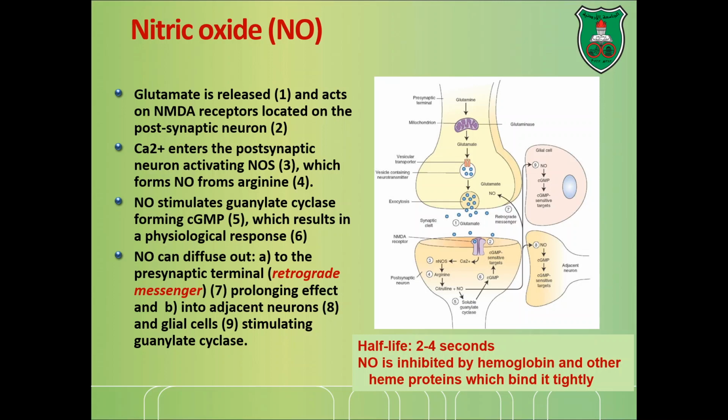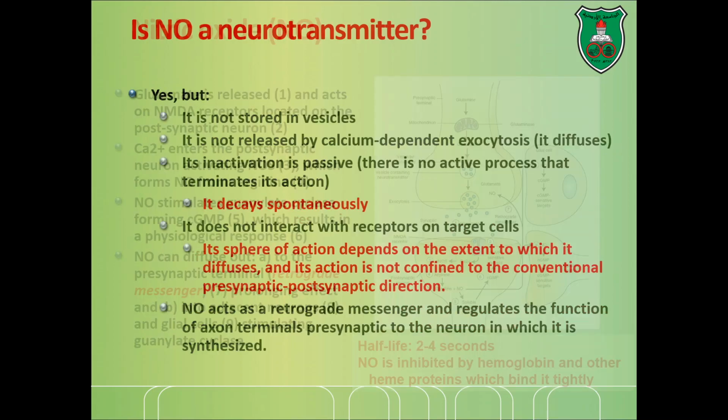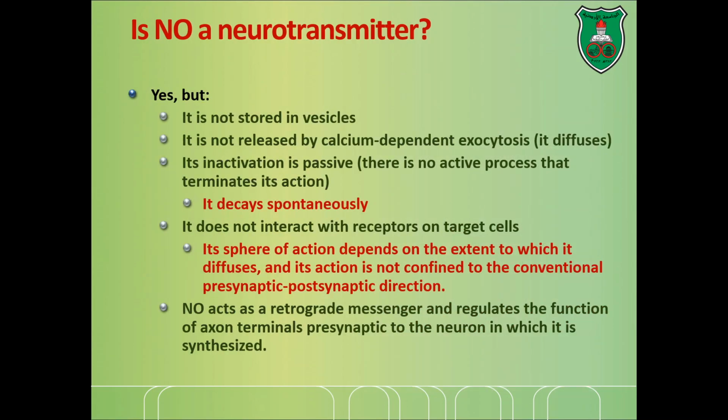Okay, so what nitric oxide does is that it activates guanylate cyclase in different cells, including the postsynaptic cell itself, resulting in the formation of cyclic GMP. So really, the question is: is nitric oxide a neurotransmitter? According to the definition, no.